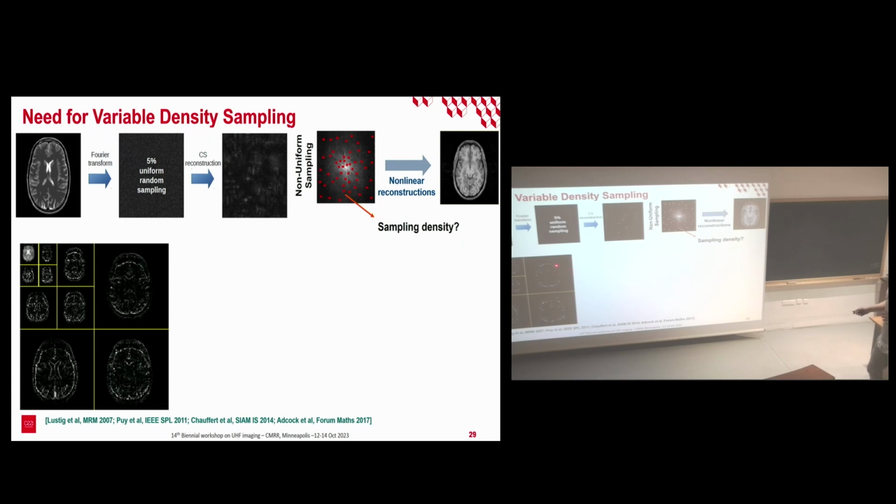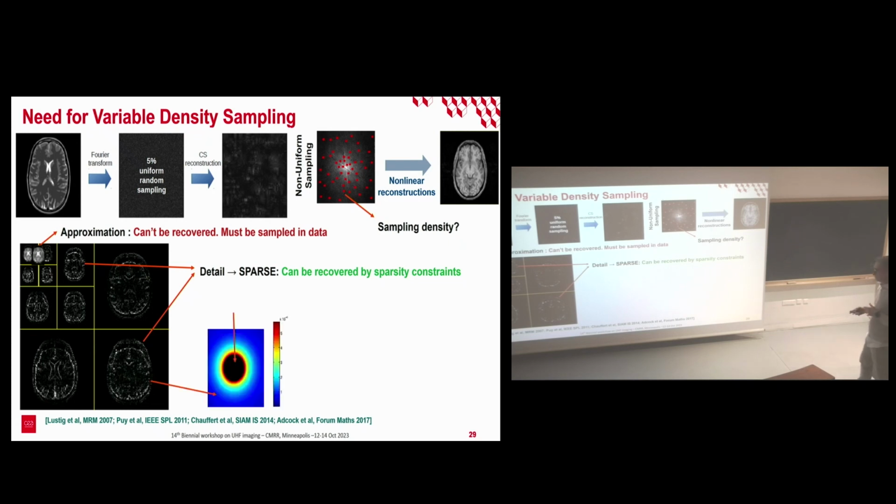And what's happening is that these details that you can see here in the detailed subbands are very high frequency, and most of the coefficients are almost 0, which means that you can massively undersample these components. You will recover them from the sparsity-enforcing reconstructions. But this component is not sparse at all. It's a low frequency, it's the background of the image. So you cannot rely on the sparsity criteria to recover this part. This means that this information must come from the data, must be sampled.